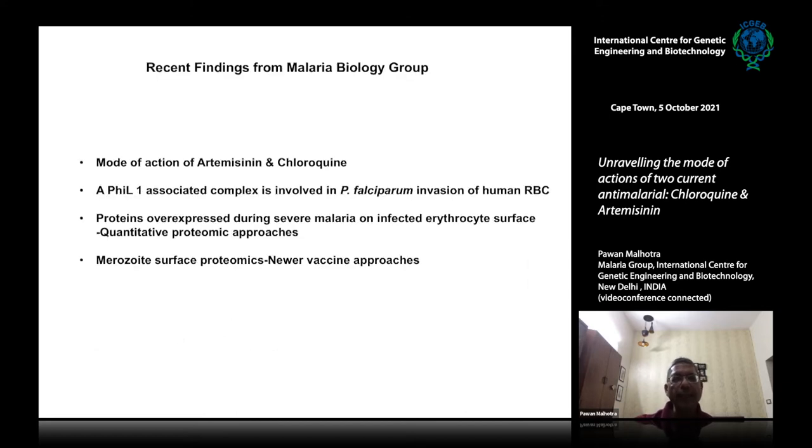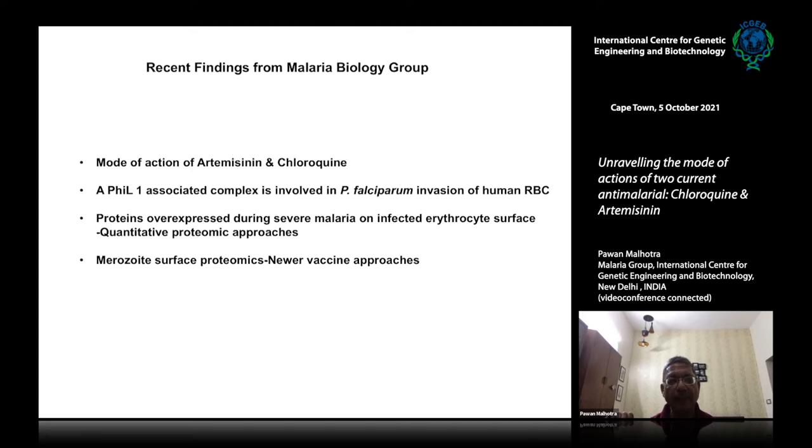So the recent findings of our lab, which I am going to present, are first the mode of action of artemisinin and chloroquine. The second finding, which has been recently published in PLOS Pathogens, is that we have been able to identify the pathway of how the parasite enters, how the parasite glides into the RBC. Another thing which we have been successful in recently, using proteomic approaches, is to understand the whole merozoite surface proteomics.